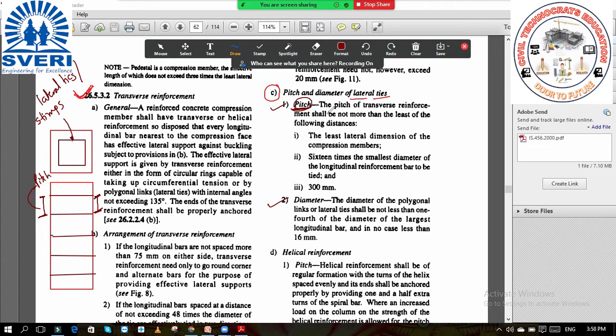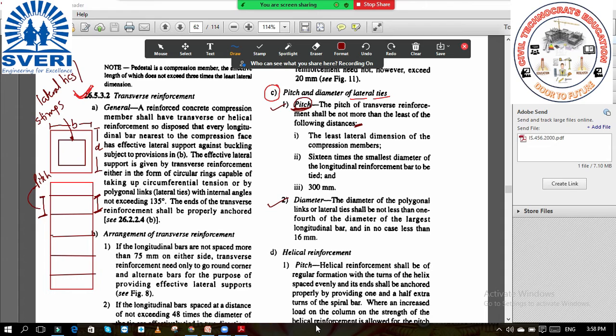So here they told us that the pitch of the transverse reinforcement shall not be more than the least of the following distances. Okay, so the least lateral dimension of the compression member. So what does least lateral dimension mean? Suppose this is the width B and suppose this is the depth D. So the least dimension among these two will come here. Okay, the pitch, the spacing, should be the least lateral dimension.